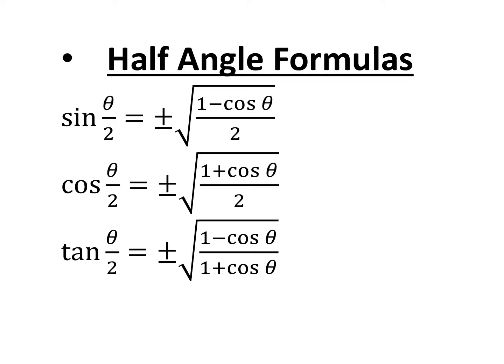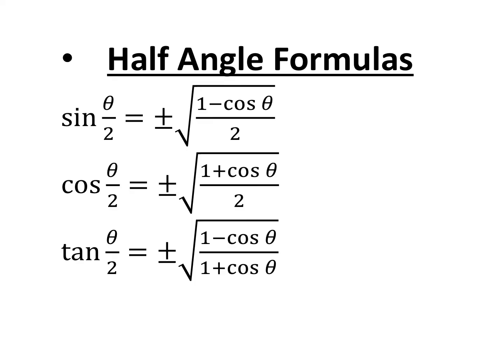The half angle formulas are if you're dividing the angle theta by 2. So sine of theta over 2 is equal to plus or minus the square root of 1 minus cosine theta over 2. Cosine is a plus instead of a minus in the numerator, and then tangent of theta over 2 is plus or minus the square root of 1 minus cosine theta over 1 plus cosine theta.